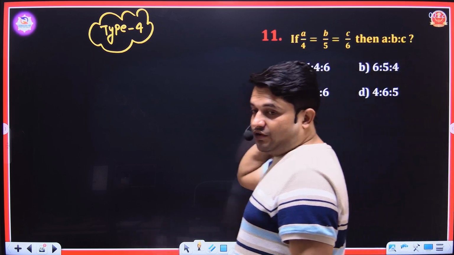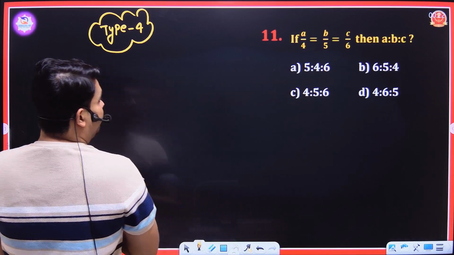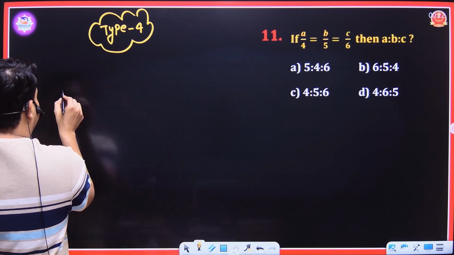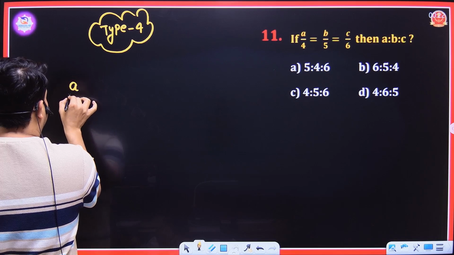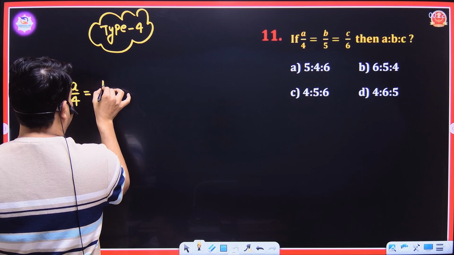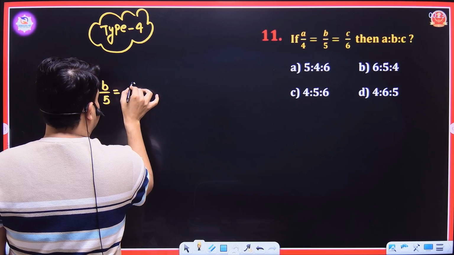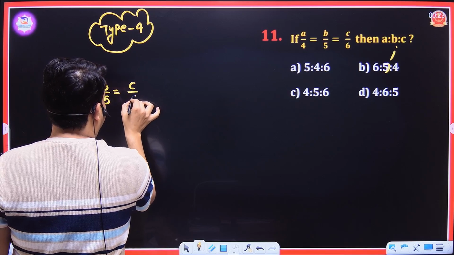So this one was type 4 ratio. We have A by 4 is equal to B by 5 is equal to C by 6. We will write it directly.